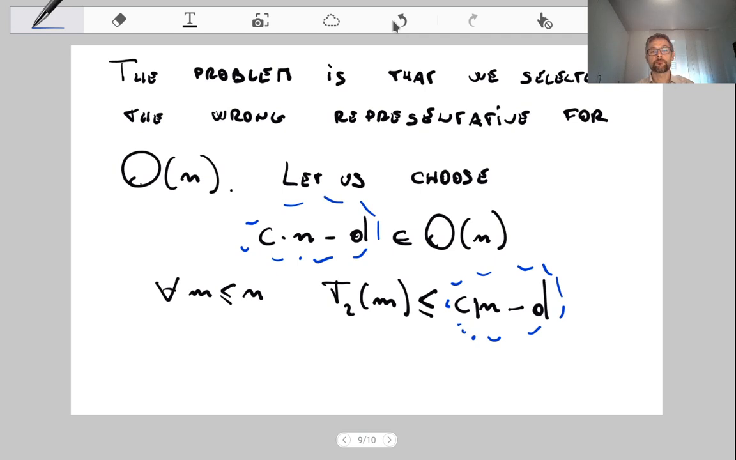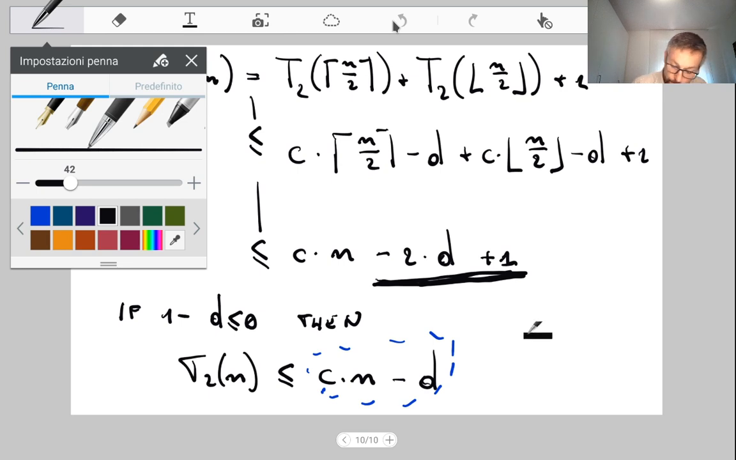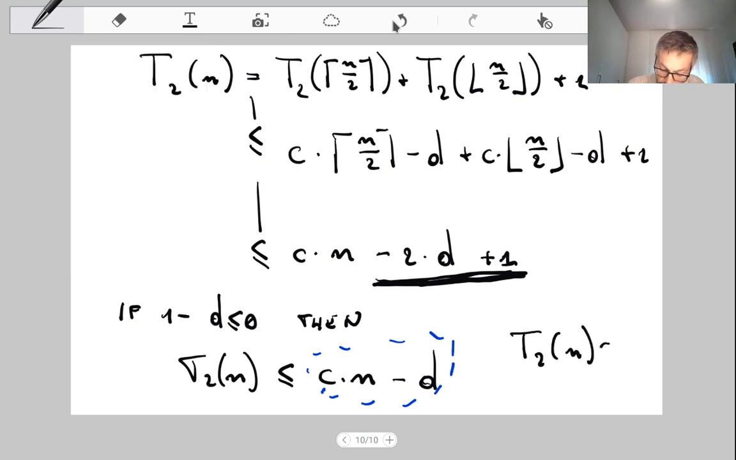Okay. So since this is exactly what we saw here, we can conclude by induction that this holds for all the values of n, and so we have proved that T2 of n belongs to big O of n. Of course, we are missing the part in which we prove that T2 of n belongs to omega of n.